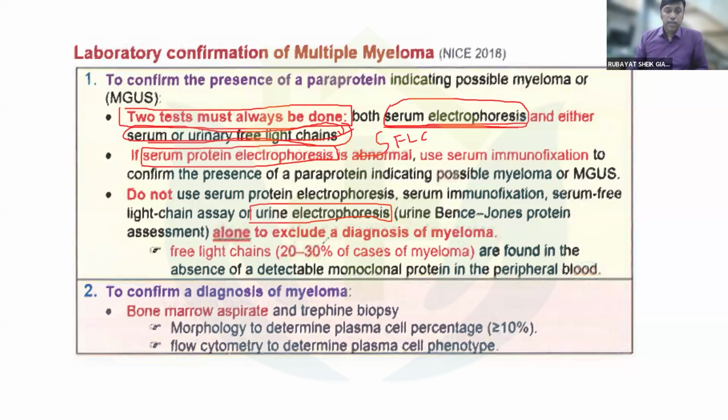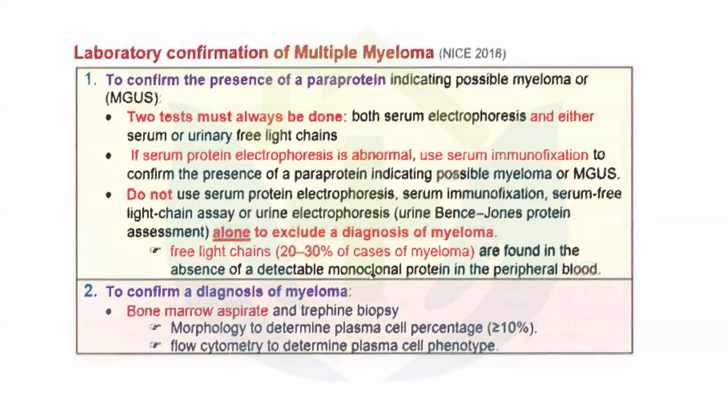As you can see here, in 20% of cases, free light chains are found in multiple myeloma cases without any detectable monoclonal protein in the blood. So this is very important. Sir, is Bence Jones protein the same as the free light chain? No, that's different.